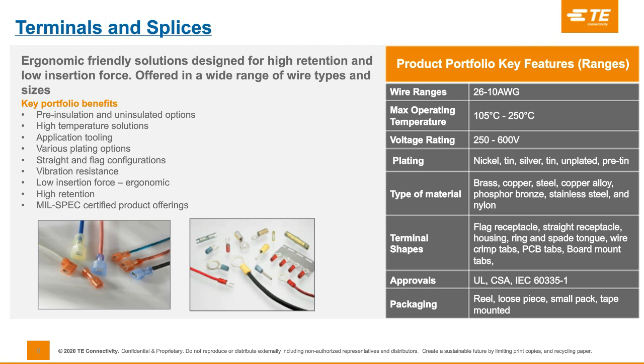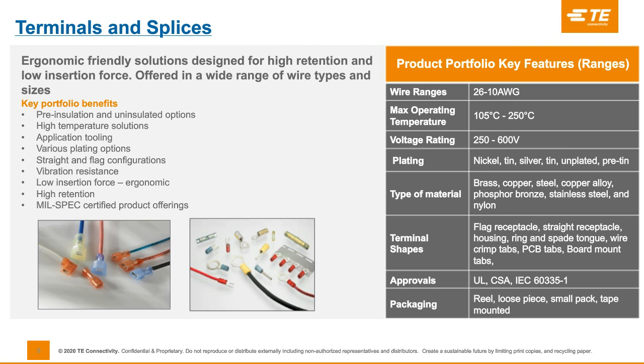On the right side of the page here, wire ranges. So 26 gauge, so very fine wire gauge, up to a 10 gauge for power. And sometimes a little bit larger than that as well, maybe an 8 gauge, typically for power. So I mentioned the operating temperature, 105C up to 250C. The voltage rating, 250 to 600 volts. And also the plating itself: nickel, tin, silver, unplated, pre-tinned. So there's definitely plenty of offerings there for the application.